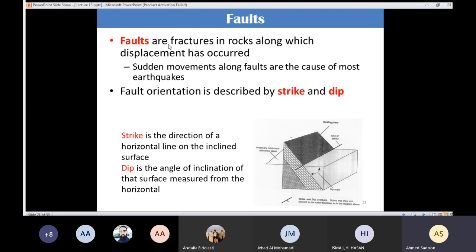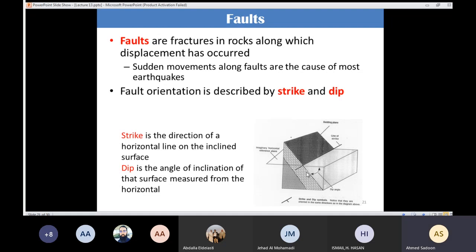We already defined the faults. We said that the faults are fractures. So if this one is rock A and this one is rock B, and I have a fracture between them, then I have a fault. But this should be associated with displacement. So I need to have displacement between rock A and rock B.